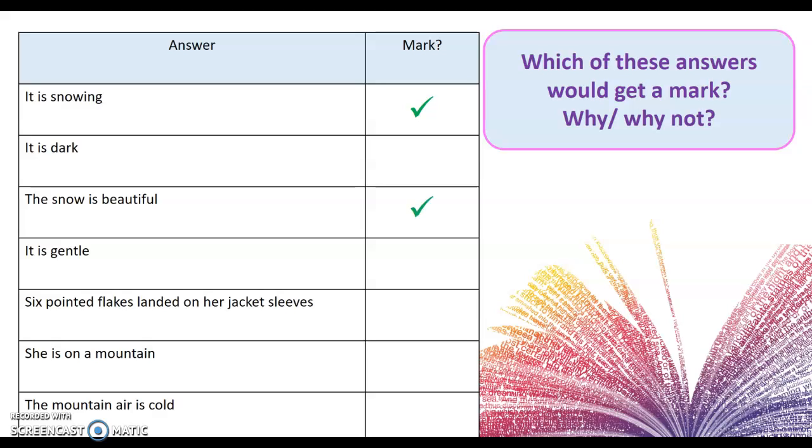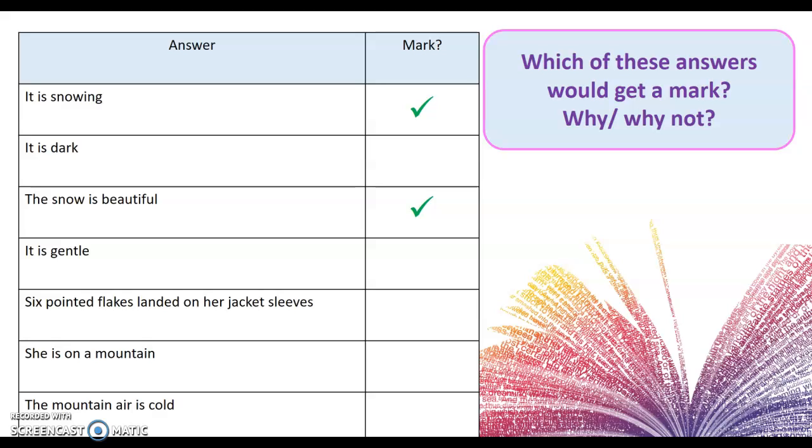If you wrote that the snow is beautiful, you would get a mark. If you wrote that it is gentle, you wouldn't get a mark there because it's not precise enough. Just be really careful if you're using pronouns like it. What do you mean? What are you specifically referring to? Is it that the snow's gentle? Is the light gentle? You need to be precise to show the level of your understanding. So if you just wrote it is gentle, you wouldn't get a mark.